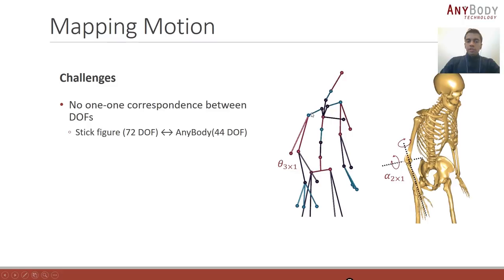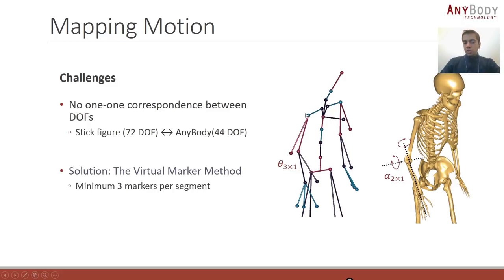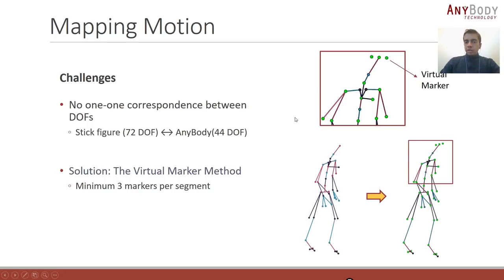So this is a problem that we solve using a technique that we call the virtual marker method. Now, in the virtual marker method, we take the stick figure model and we add certain virtual markers, which are just, we demarcate certain points on the different stick segments. And you can see these virtual markers over here in this figure as the green spheres. And we need a minimum of three virtual markers on each stick figure segment.